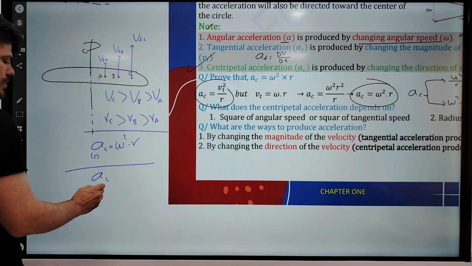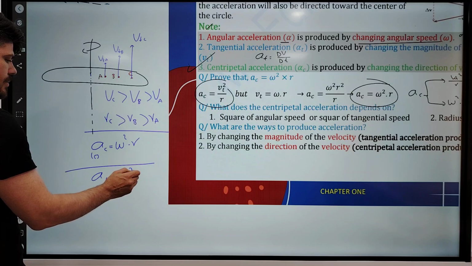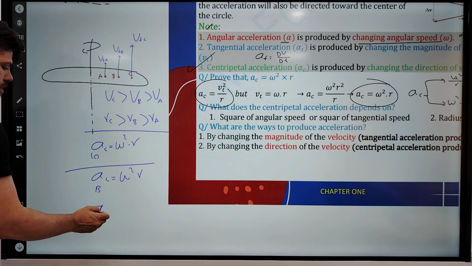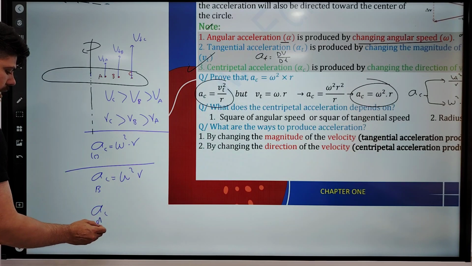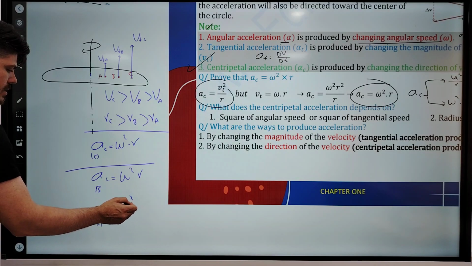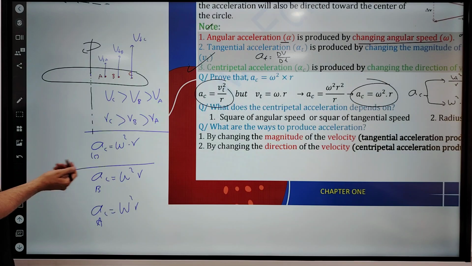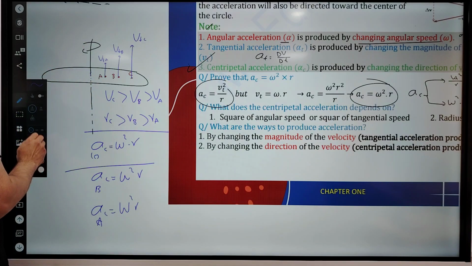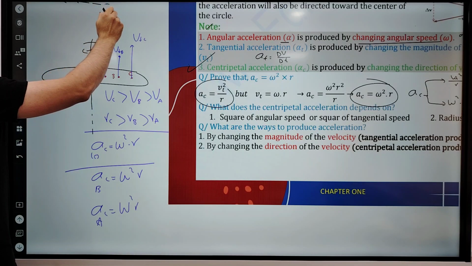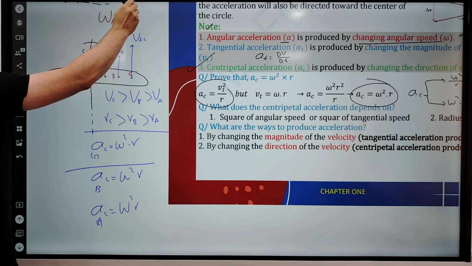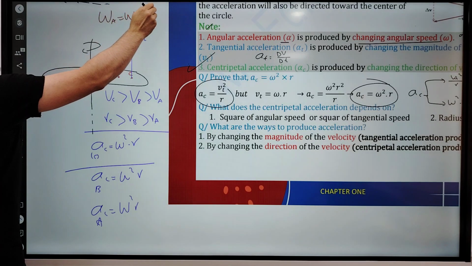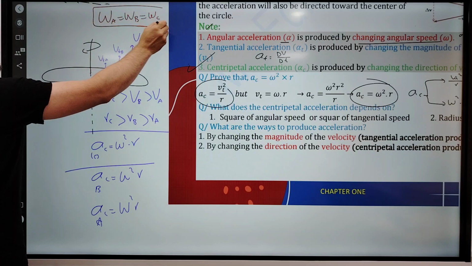Centripetal acceleration for point B is equal to what? Omega squared R. Centripetal acceleration for point A is equal to what? Omega squared R. So which one has more angular speed? They have the same angular speeds. Omega A equals omega B equals omega C.